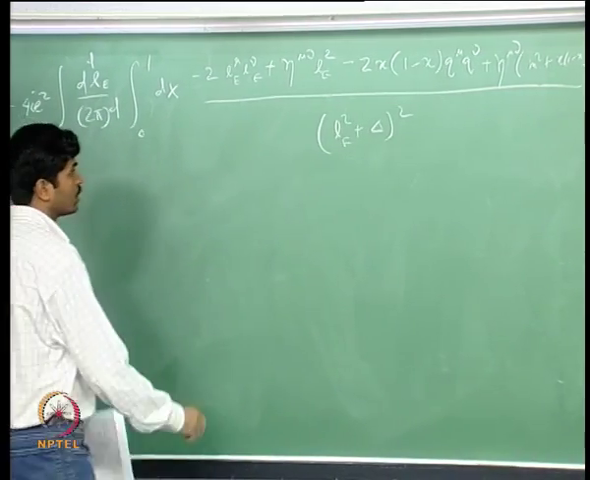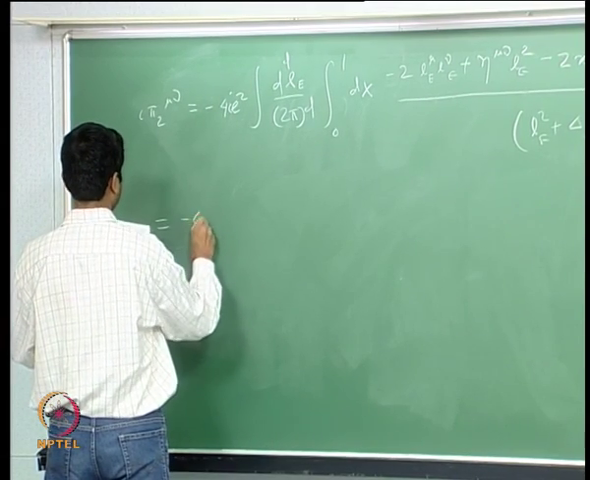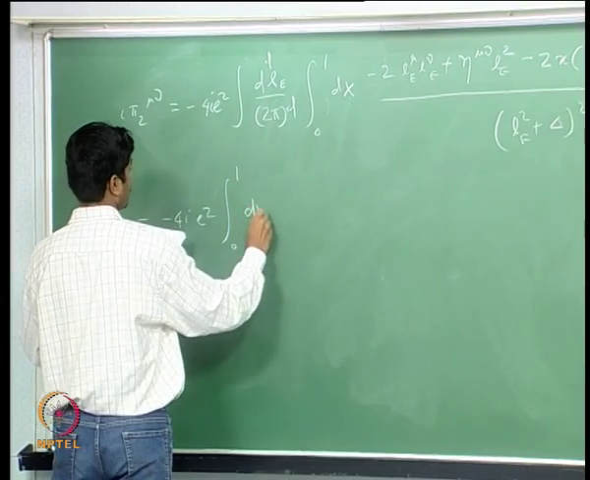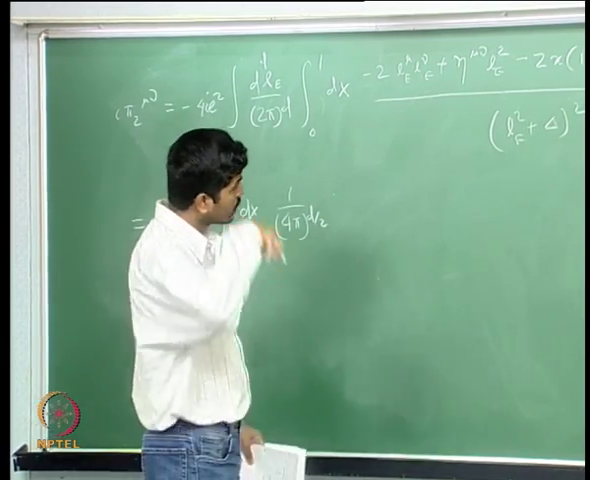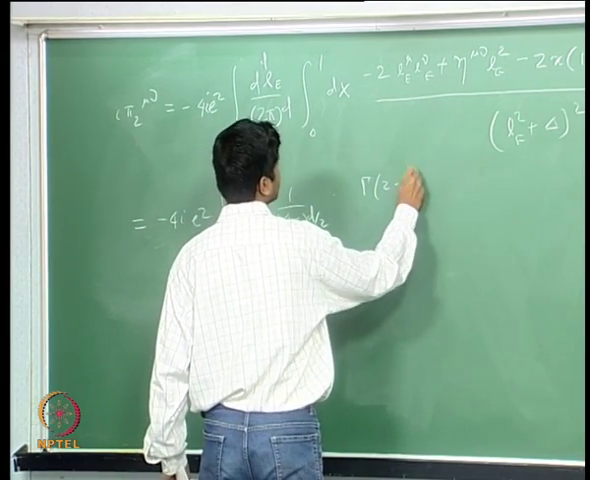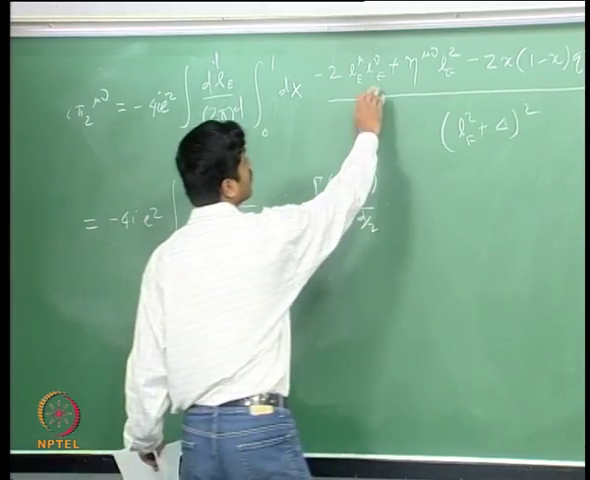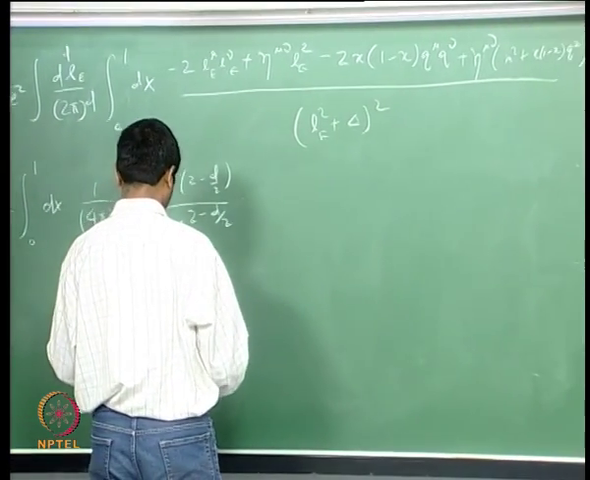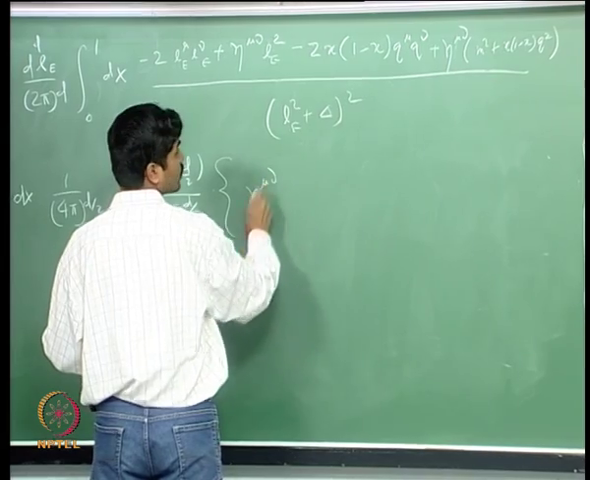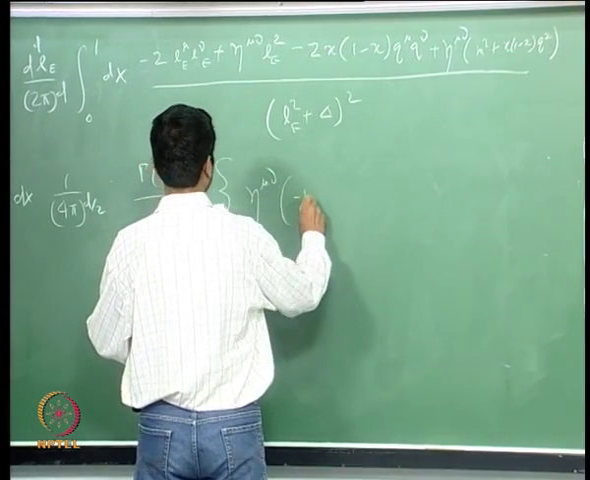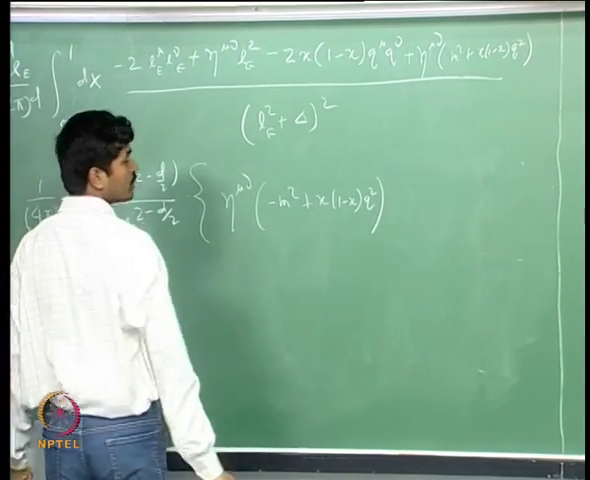So I will use this result here to rewrite this expression to be the following. This is equal to minus 4 i e square integral 0 to 1 dx 1 over 4 pi to the power d by 2, and what I got there is gamma 2 minus d by 2 divided by delta to the power 2 minus d by 2, and I will combine all the terms here in the numerator to get this term here, which will give me eta mu nu times delta, which is nothing but minus m square plus x into (1 minus x) q square. That will come from these two terms here. Here it is 2 by d.